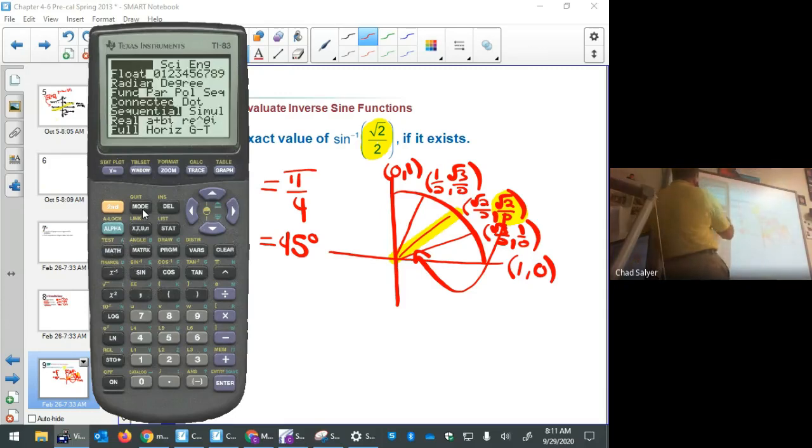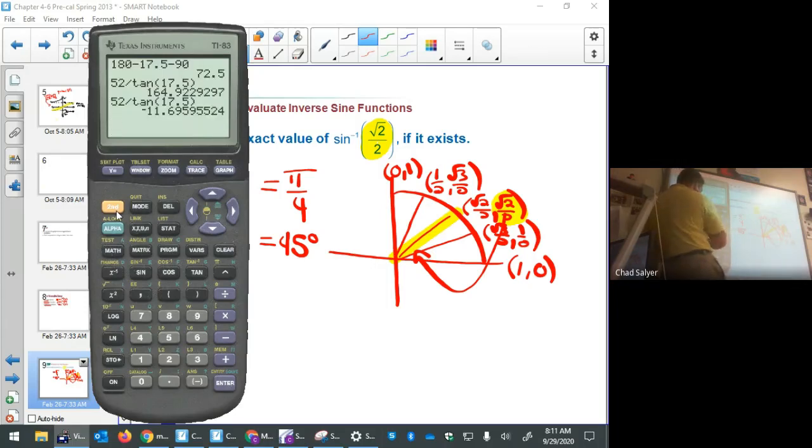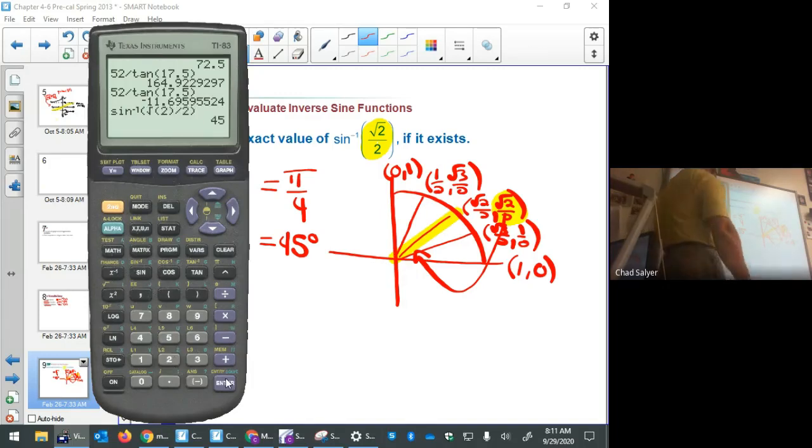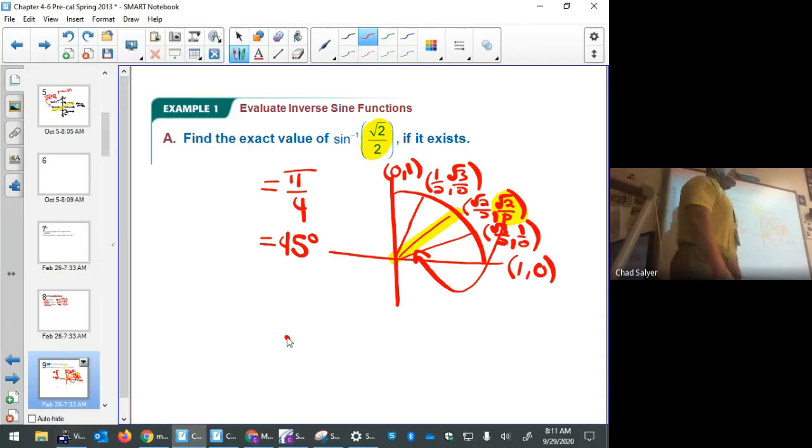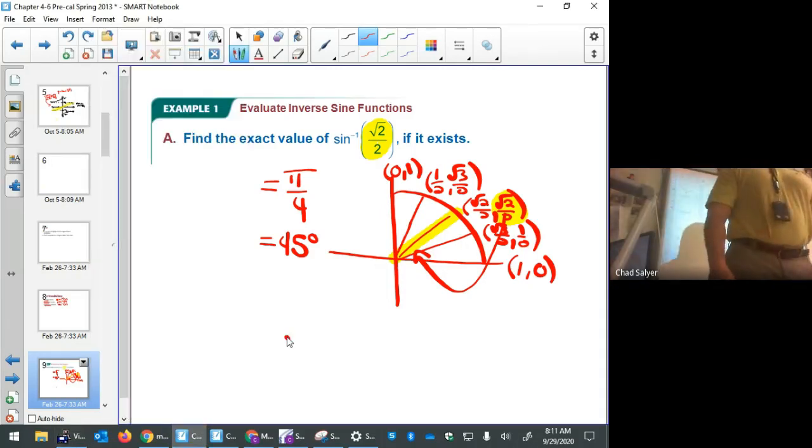So we'll go to degree mode right now. Boom, baby. And then sine inverse of the square root of 2 divided by 2. And it tells us, of course, 45 degrees. All right, questions about that?